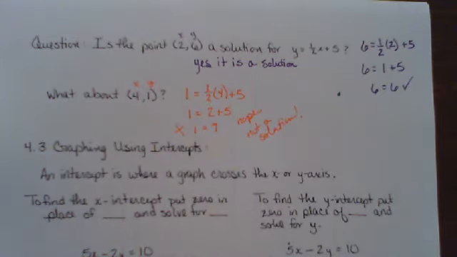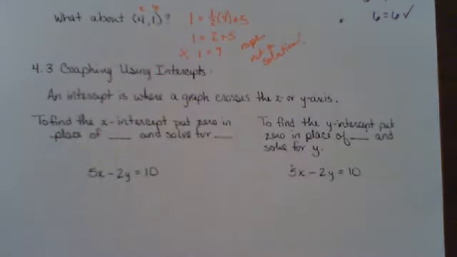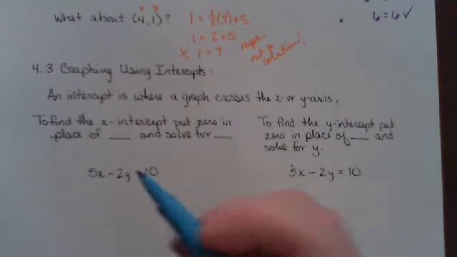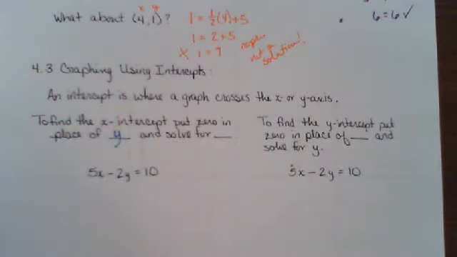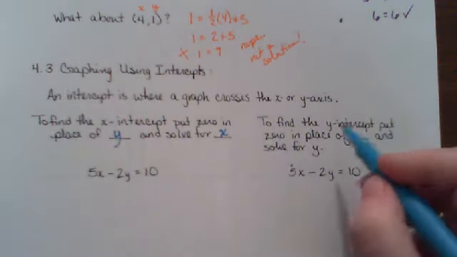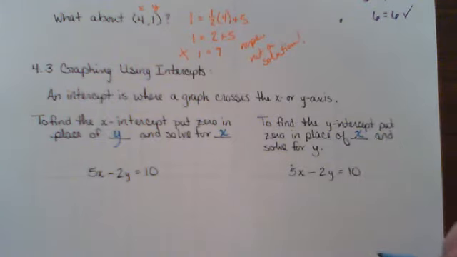Now, we've talked about graphing with the XY chart. The next one we're going to talk about is graphing with intercepts. Intercepts are different. So we have to talk about what an intercept is. An intercept is where a graph crosses the x or y axis. In order to find an x-intercept, you put a 0 in place of y and you solve for x. To find the y-intercept, you put a 0 in place of x and you solve for y.